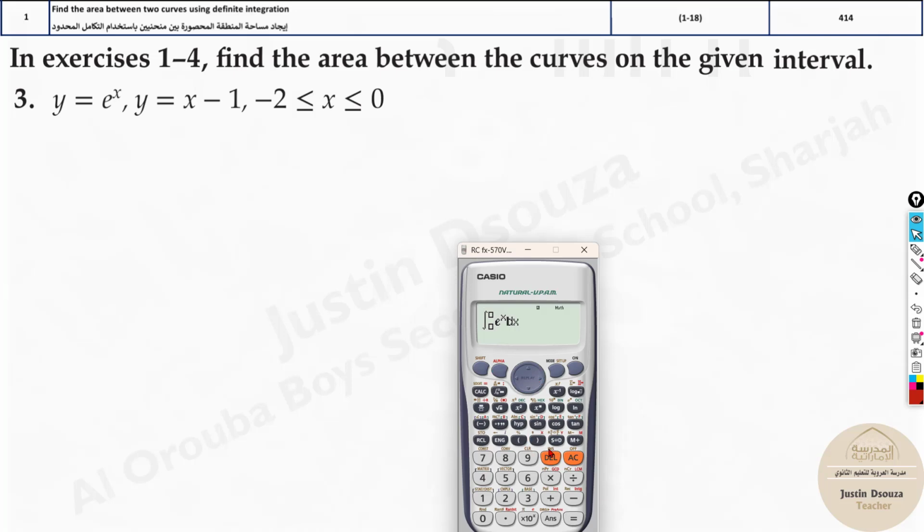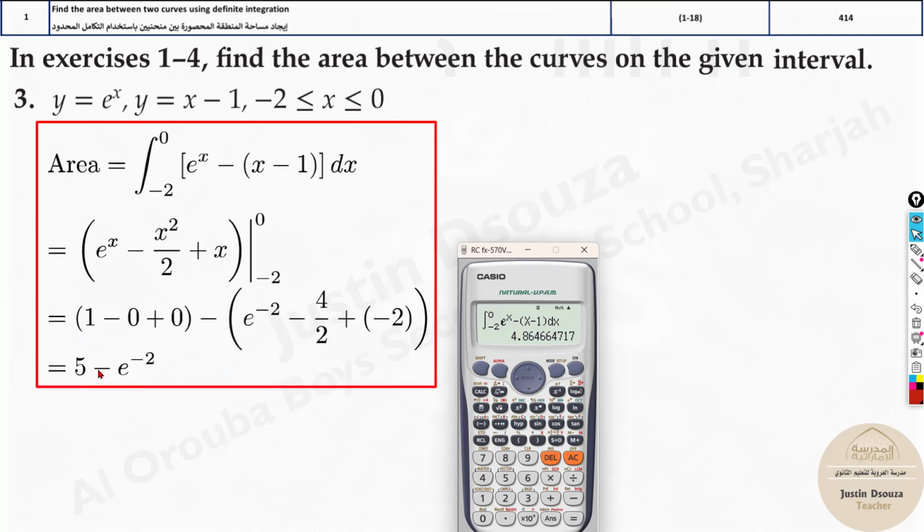Alpha x over here minus, open the bracket, alpha x minus 1. Close the bracket and the limits are, see the negative 2 is smaller than 0. So it's minus 2 first and then 0. And the answer is 4.86. And over here we have 5 minus e to the power minus 2.